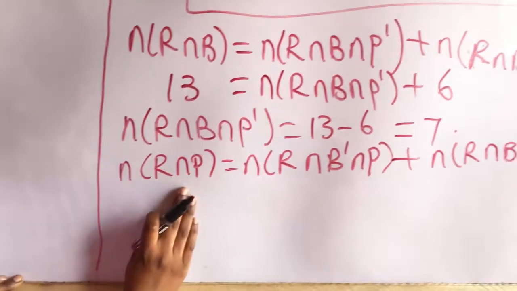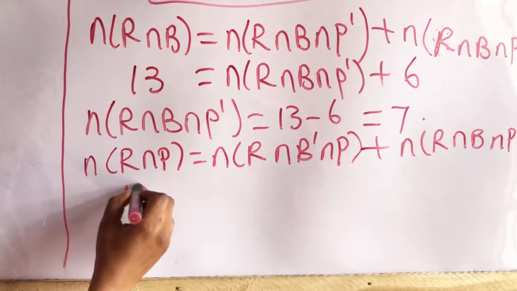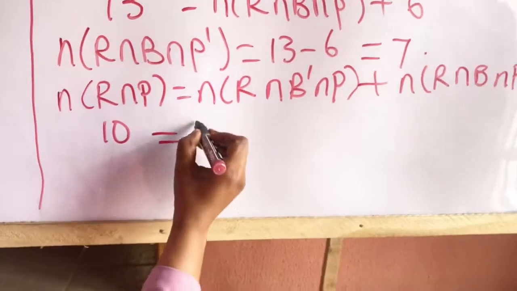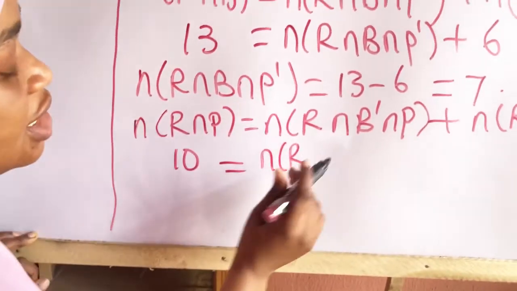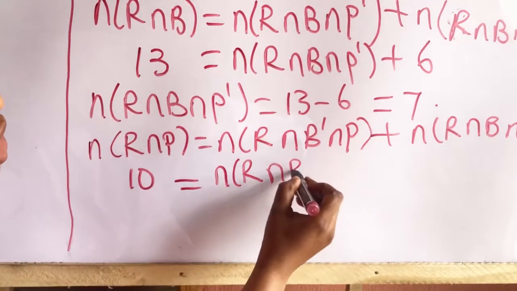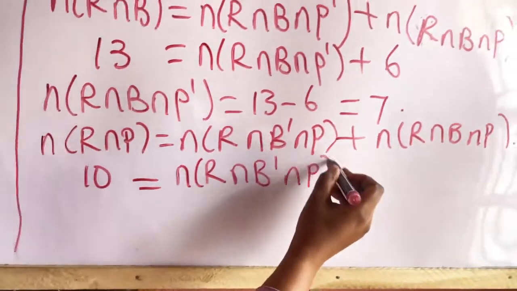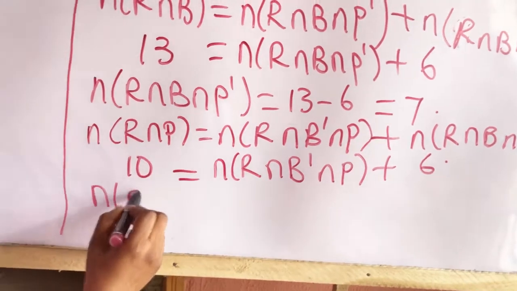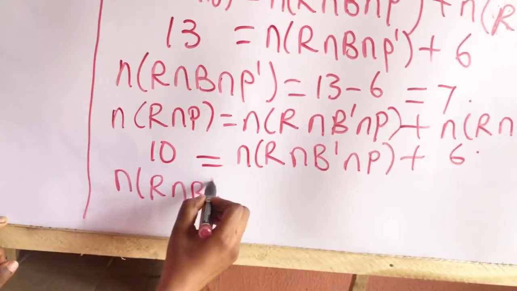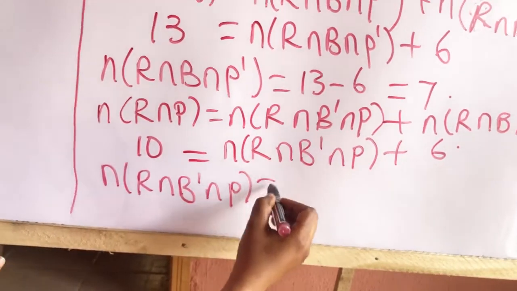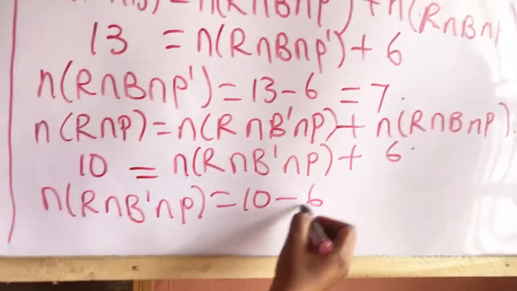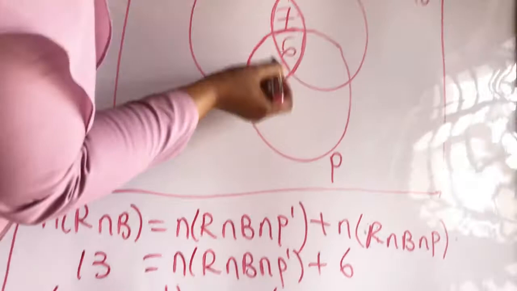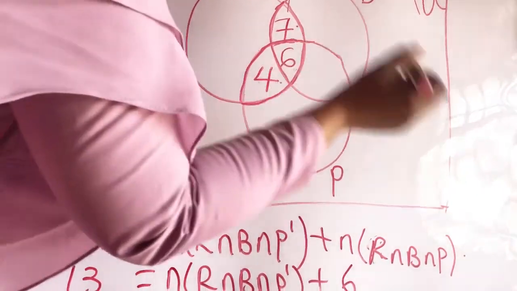Cardinality of rice and plantain is equal to 10. So we are yet to know rice and plantain only. So cardinality of R intersect B prime intersect P plus 6. So those that like rice and plantain only will now be equal to 10 minus 6, and it is equal to 4. So rice and plantain only, this place, is equal to 4.